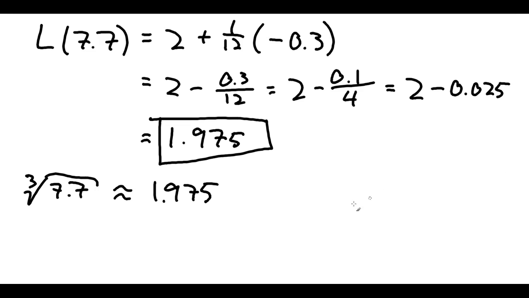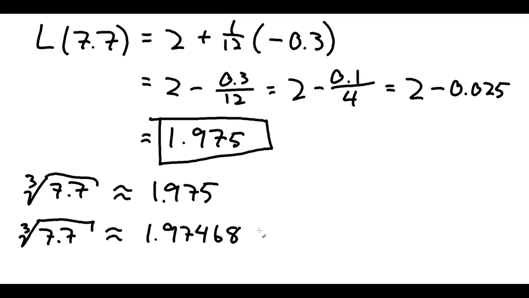Now you might ask the question, well, how good is this? Is this even worth doing? So let's compare to a more precise value, not using the linearization, but using a computer or calculator to work that out. And there we get something like, I'm consulting my notes, 97468, if I've copied that correctly. Which you see is pretty close, right?